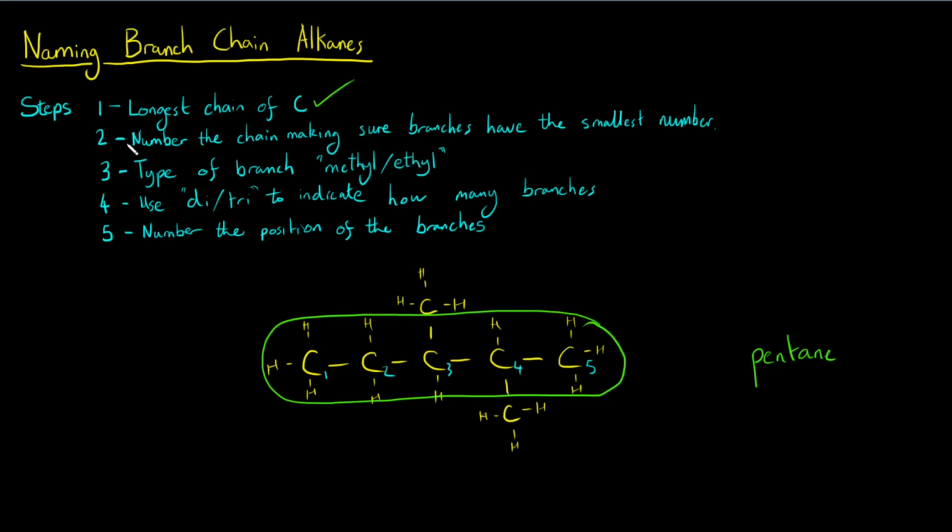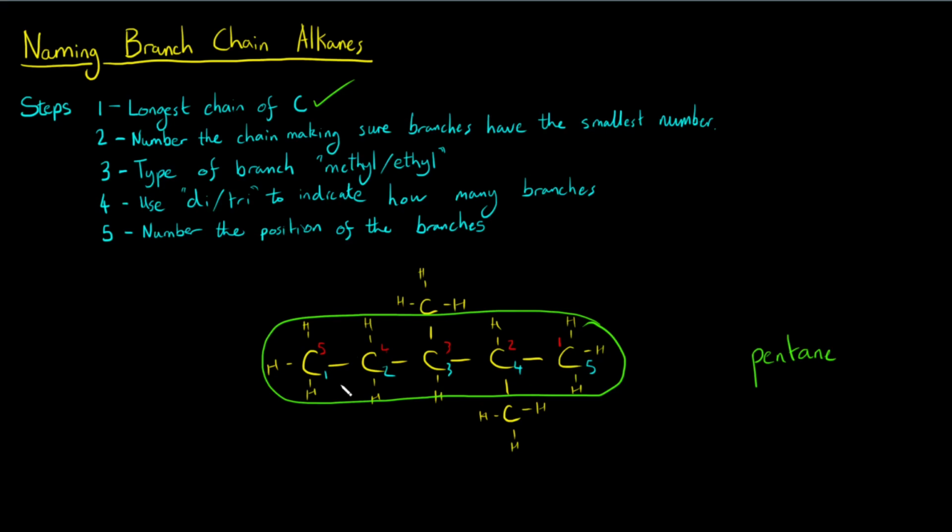Next we need to have a little look at step 2, and it says number the chain, making sure the branches are on the smallest possible number. So we've numbered it this way. Let's just check to make sure that these branches have the smallest possible number. So I can number it from left to right, or I can start here and go 1, 2, 3, 4, and 5. Let's check the numbers of these branches to see which numbering system we'll use this time.